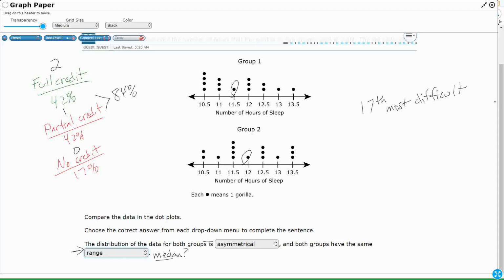So we just need to provide students with an extra few opportunities to practice this, calculating the median, the mode, and the range.